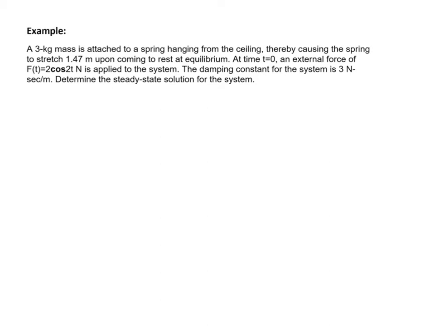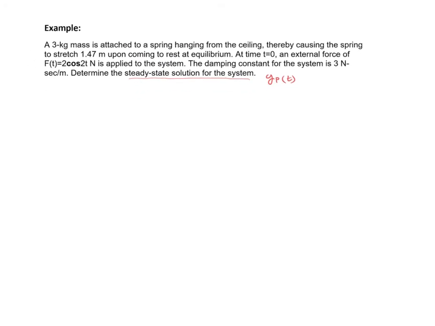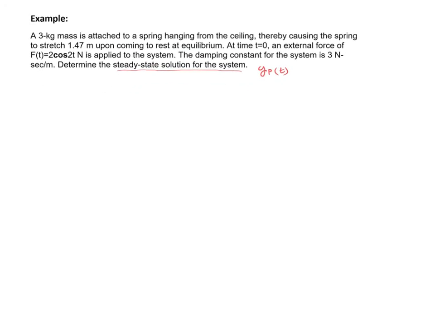Okay, so for this problem, they want us to find the steady state solution of the system. So what that translates into is really finding the particular solution for this problem. So they want us to find the yp of t. To find that yp of t, we're going to have to first go through and make sure that we avoid any linear dependence issues.